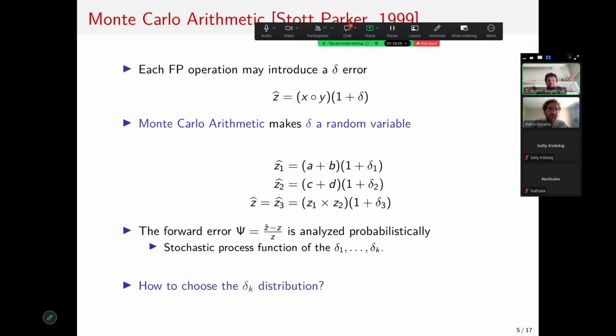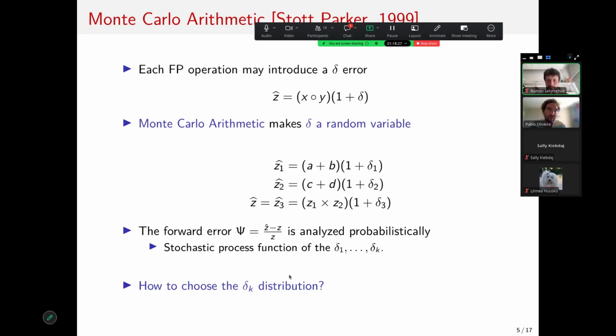So a different way to model things is with stochastic arithmetic. Stochastic arithmetic is something that has a lot of history. Actually, there were already some trials of stochastic arithmetic in the ENIAC, so it's quite old. But the first time I found stochastic arithmetic was through the work of Stott Parker in '99. And the idea is, instead of modeling deterministic rounding errors, you are going to model errors as random variables.